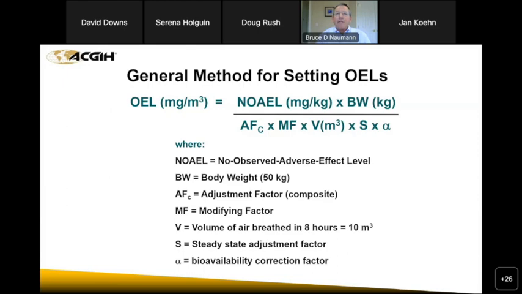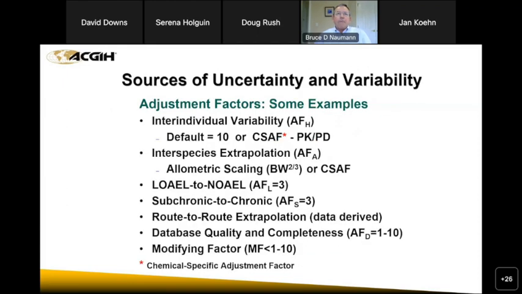Sometimes a modifying factor is used, and that allows for infusion of professional judgment. The volume of air, I mentioned 10 cubic meters. And then if the data are available, we'll do some pharmacokinetic adjustments. S stands for the steady state adjustment factor, and alpha is a bioavailability correction factor. And I'll say a word or two about those in a second.